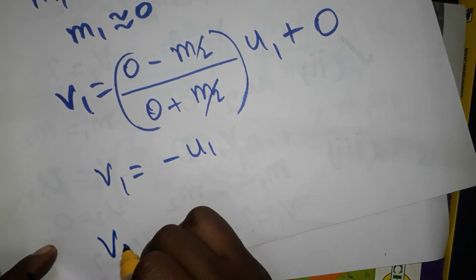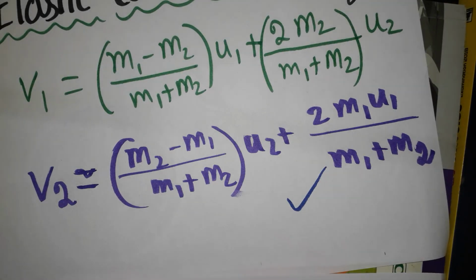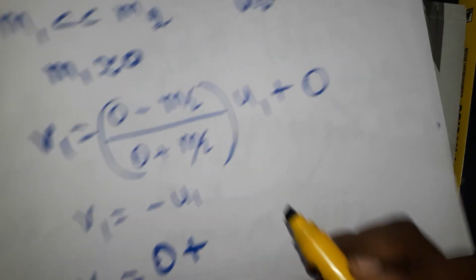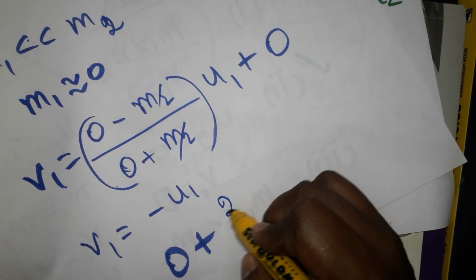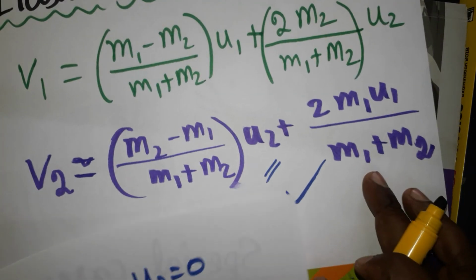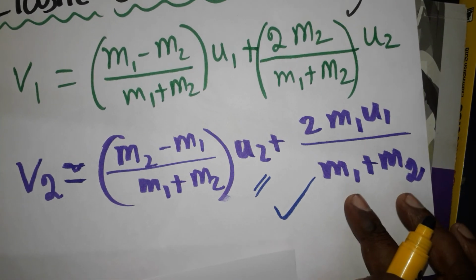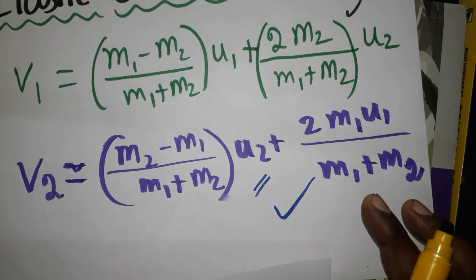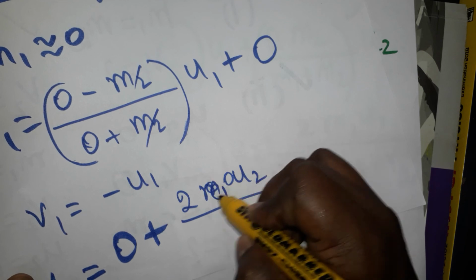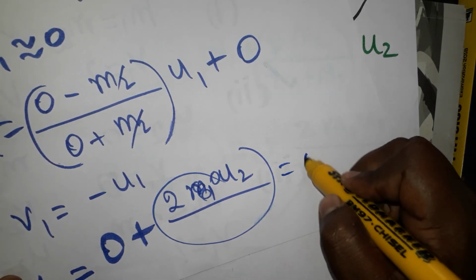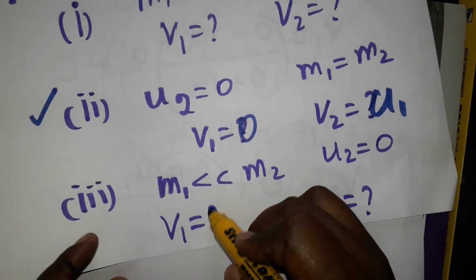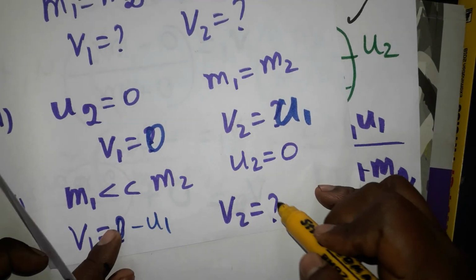Now what will v2 be? We'll see. u2 is taken as 0, so this part is fully 0, 0 plus 2 times m1 u2 divided by m1 plus m2. We are taking m1 as approximately 0, which means this m1 will be 0, so this whole expression becomes 0. So the v1 velocity for this case is minus u1, and the v2 velocity will be 0.